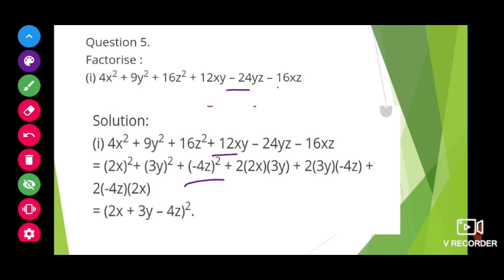Now 12xy I have to write as 2 into xy. So 2xy: 2, x is 2x, y is 3y. So 2 into 2x into 3y.